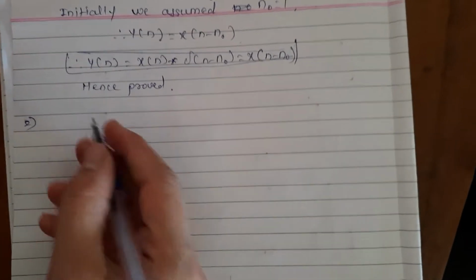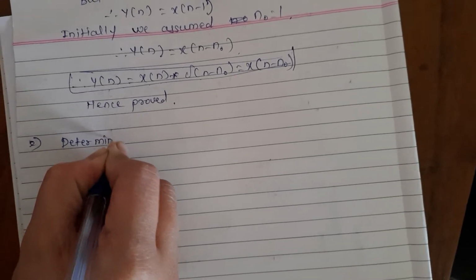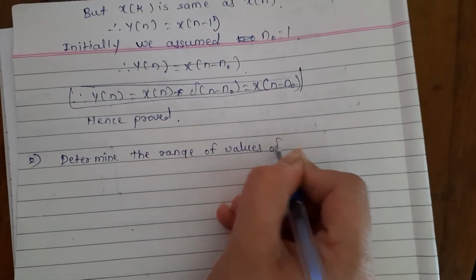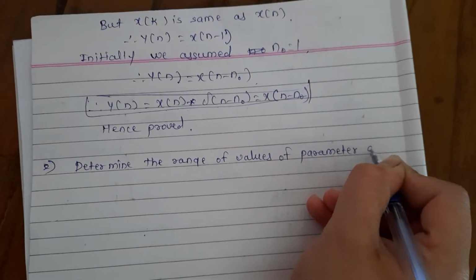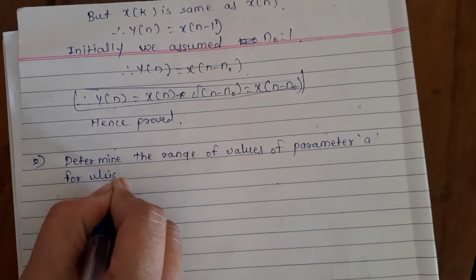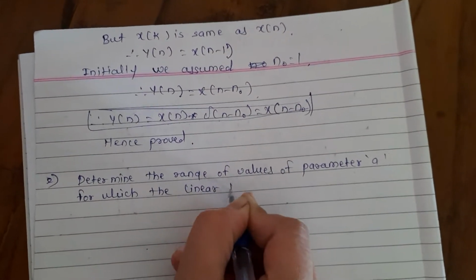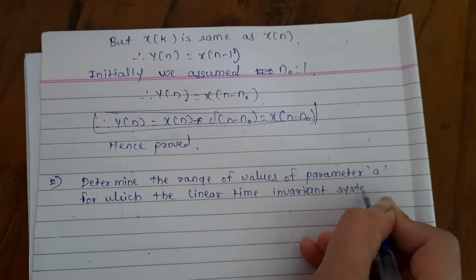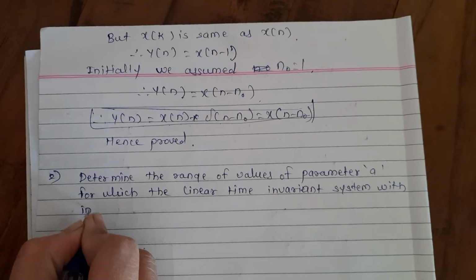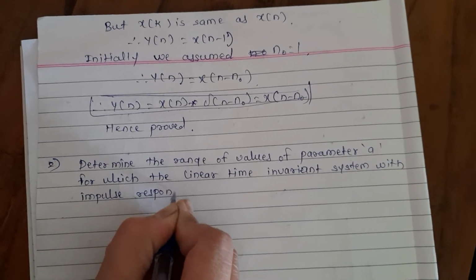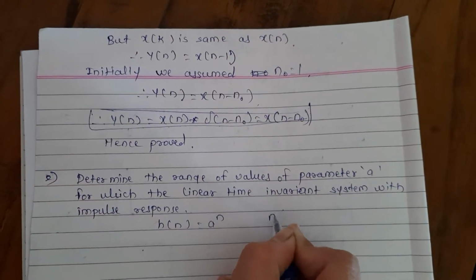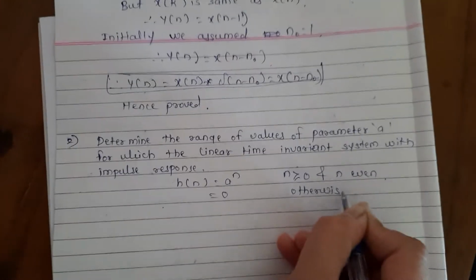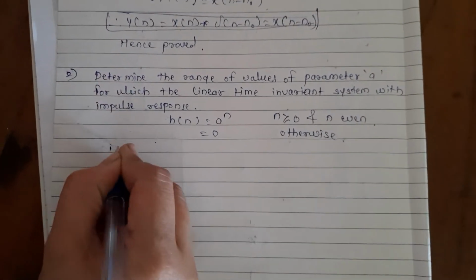Next problem, determine the range of values of parameter a for which the linear time invariant system with impulse response h[n] is equal to a raised to n, n greater than or equal to 0, and n is even, and it is 0 otherwise, and it is stable.